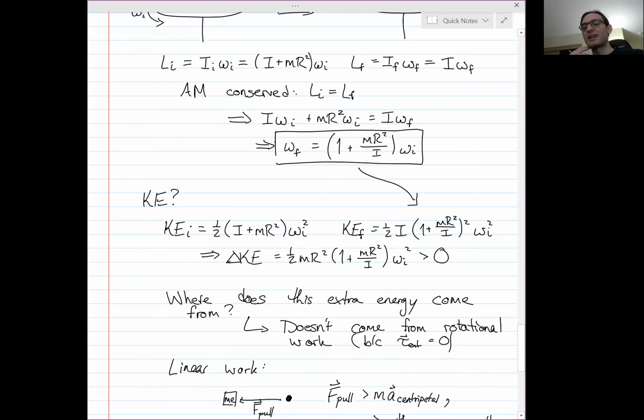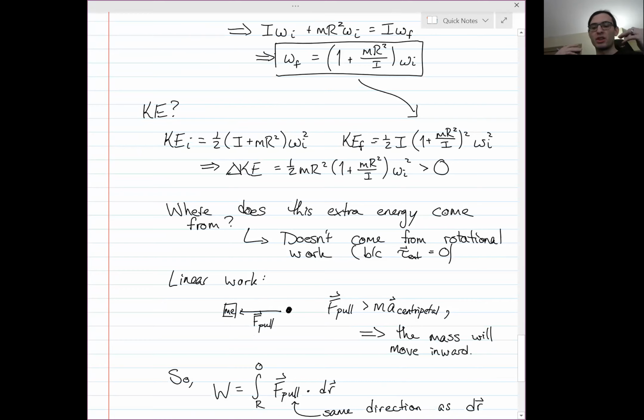And so what we said last time is that the extra energy can't come from rotational work, right? The reason why it can't come from rotational work is because the net torque is 0. And so rotational work is work done by net torque.